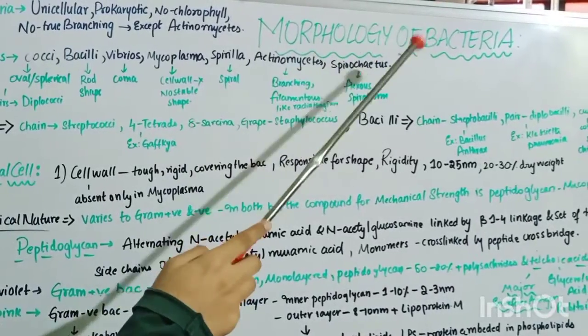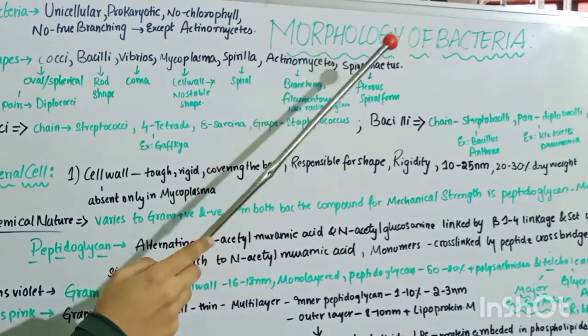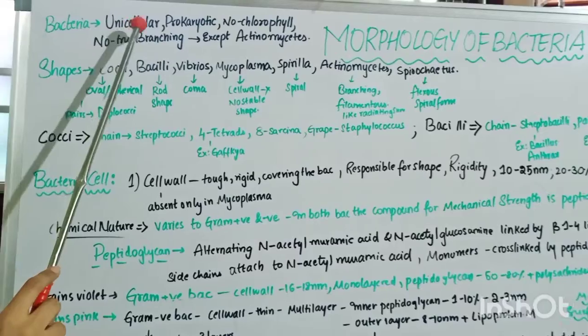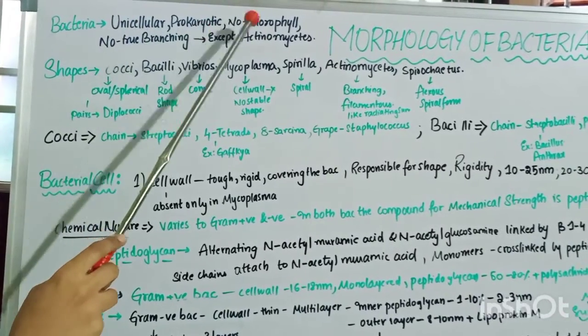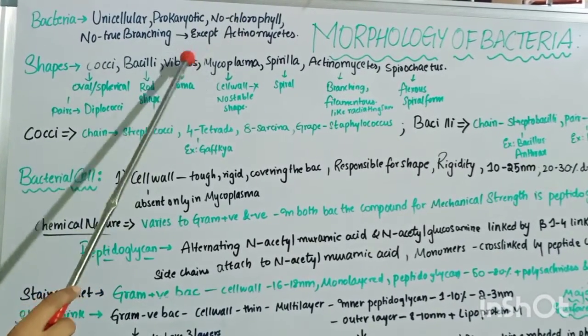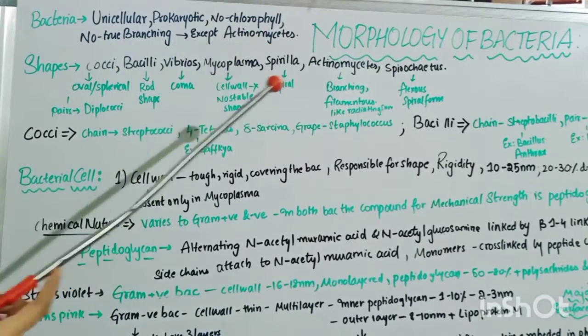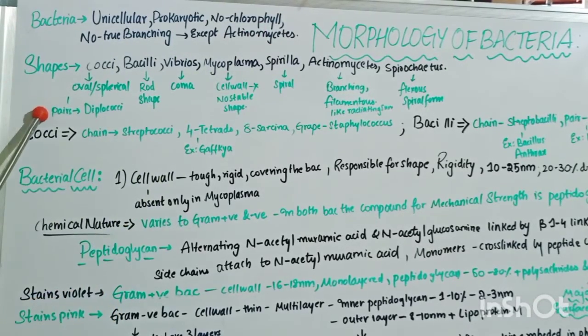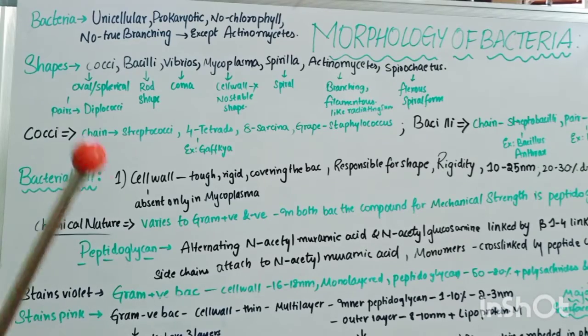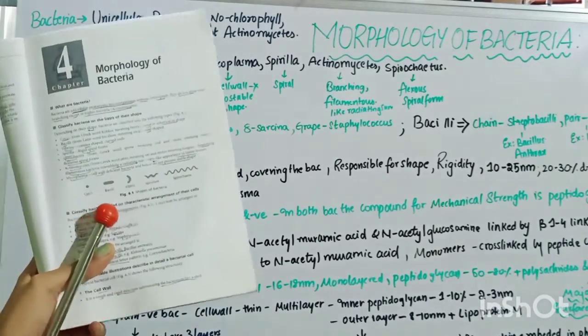Let us start the morphology of bacteria, microbiology. The bacteria is a unicellular prokaryotic and doesn't contain chlorophyll, and there is no true branching except actinomycetes. So there are different shapes of bacteria. Let us see a book diagram here, different shapes of bacteria.